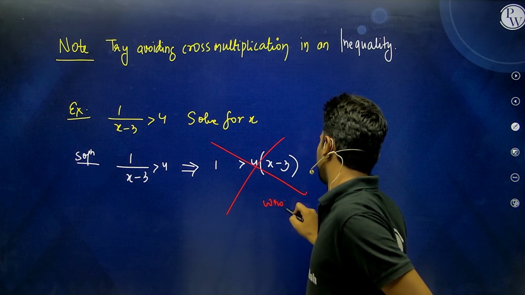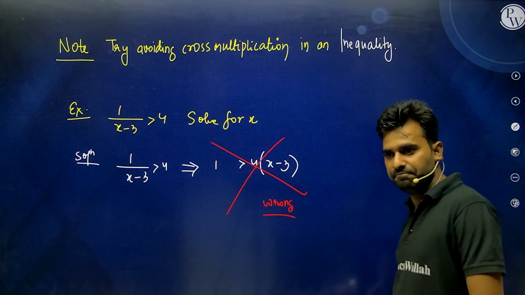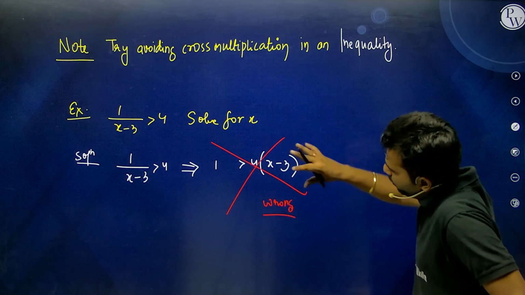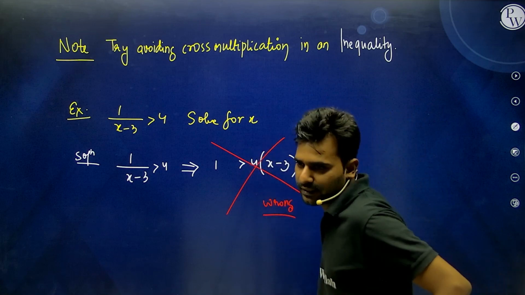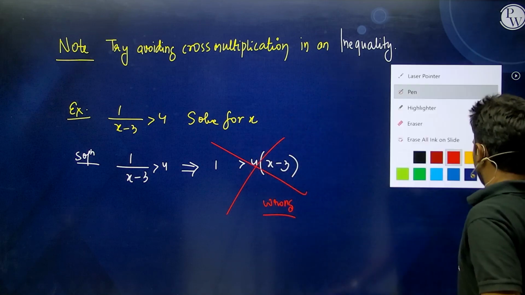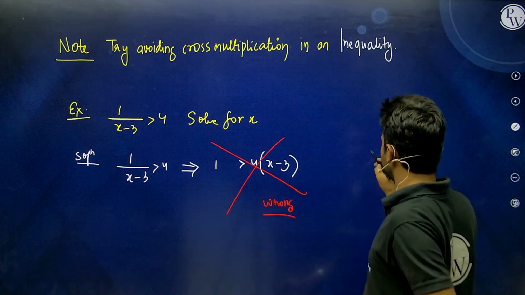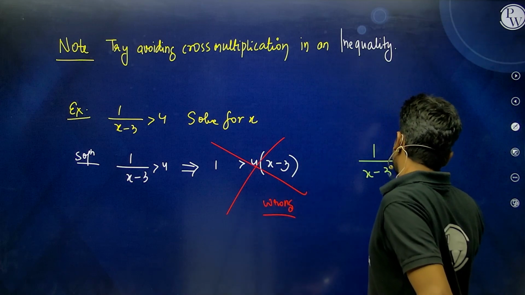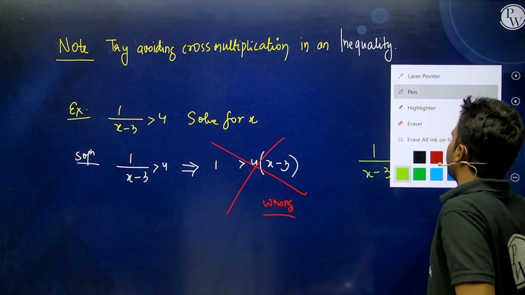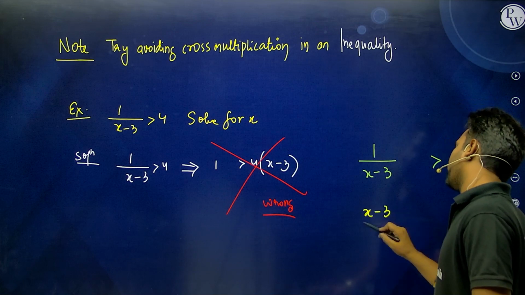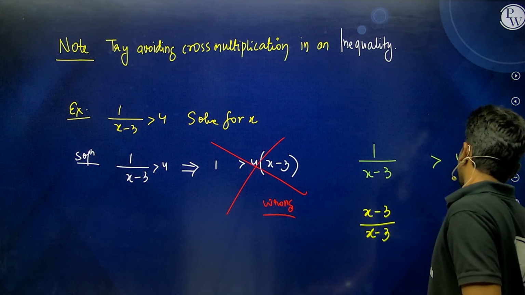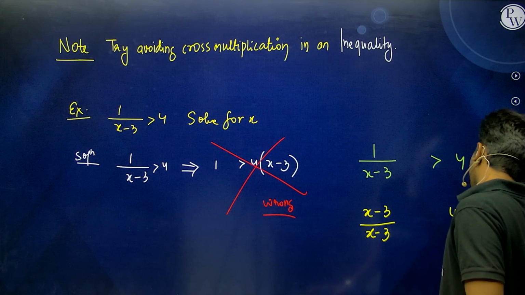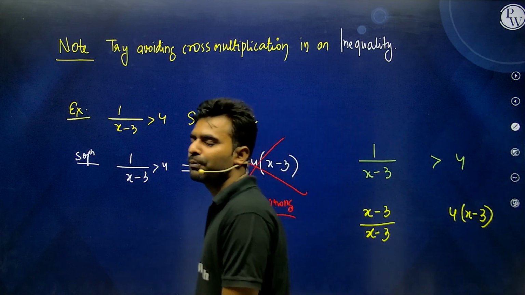Why is it wrong? In order to write down this thing, what have you done? You have taken this up and you have multiplied both the sides by x minus 3. Let's multiply both the sides by x minus 3. You're going to get this. Now, are you sure whether x minus 3 is positive or negative?